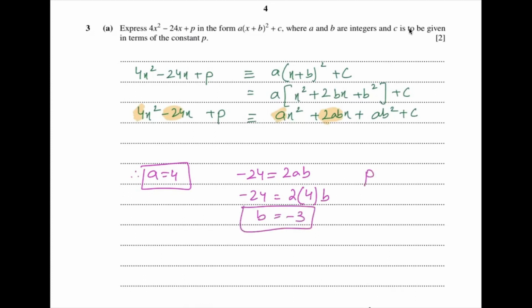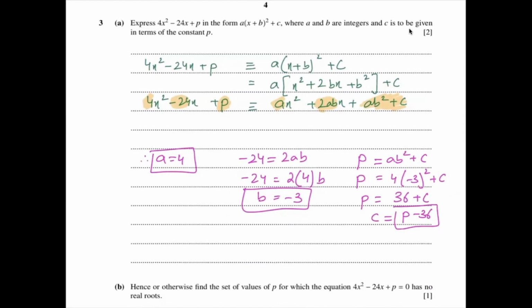And if we compare the constant term, on the left-hand side it is p, and on the right-hand side it is ab² + c. A is 4, b is −3 squared, which is 36, so p equals 36 + c. We need to express c in terms of the constant p. So c is going to be equal to p − 36.